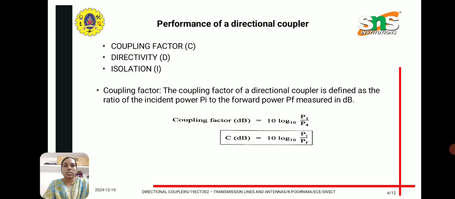Performance characteristics of a directional coupler. There are three main performance parameters: coupling factor, directivity and isolation. The coupling factor of a directional coupler is defined as the ratio of incident power to the forward power. It is usually measured in decibels. It is given by 10 log of P1 by P4, or Pi divided by Pf.